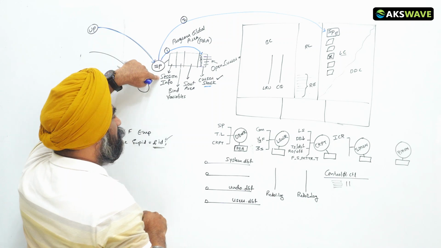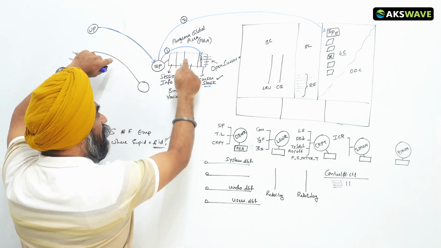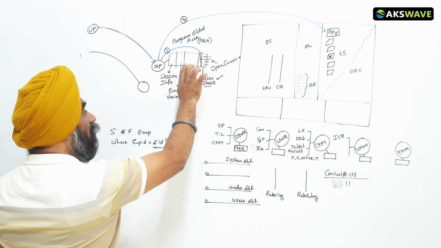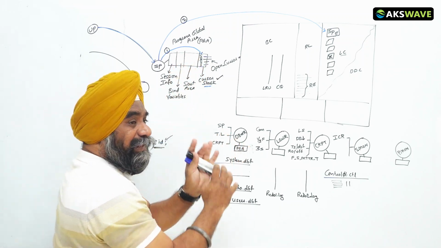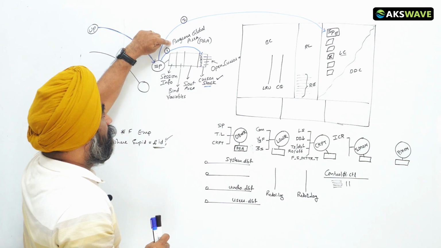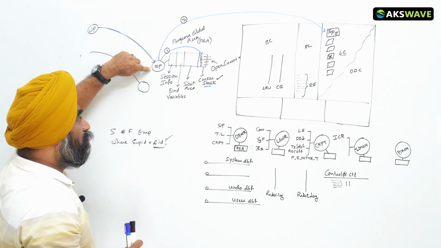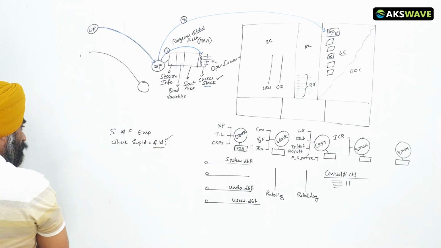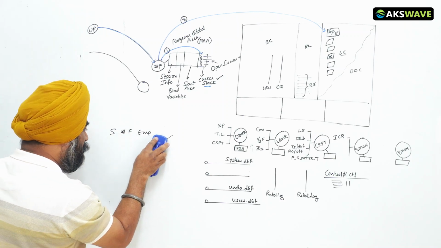The next biggest area in the PGA is the sort area. Now, what is this sort area? Sort area is a memory area of your PGA related to the server process.